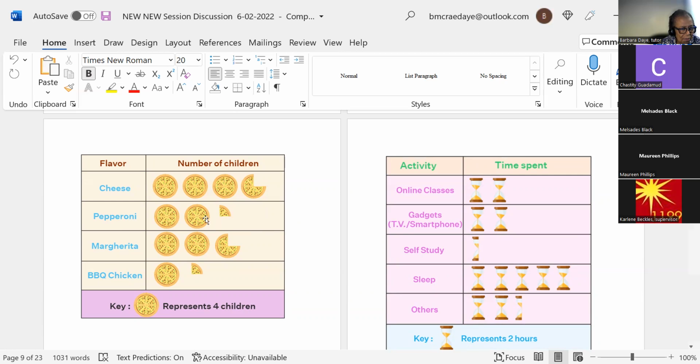Pepperoni. Okay. How many children does this represent right here? 8, 9. 9. That's right, because 1/4 is just one child, right?